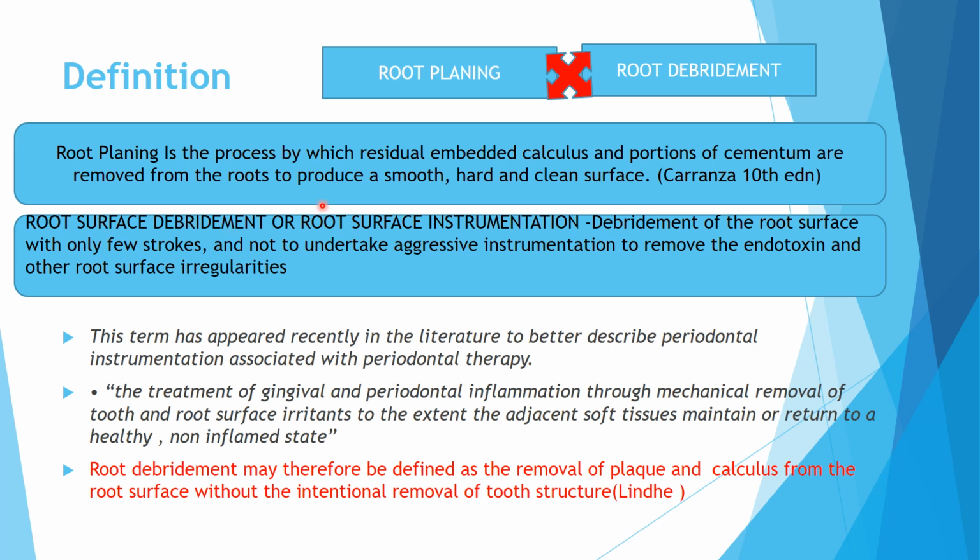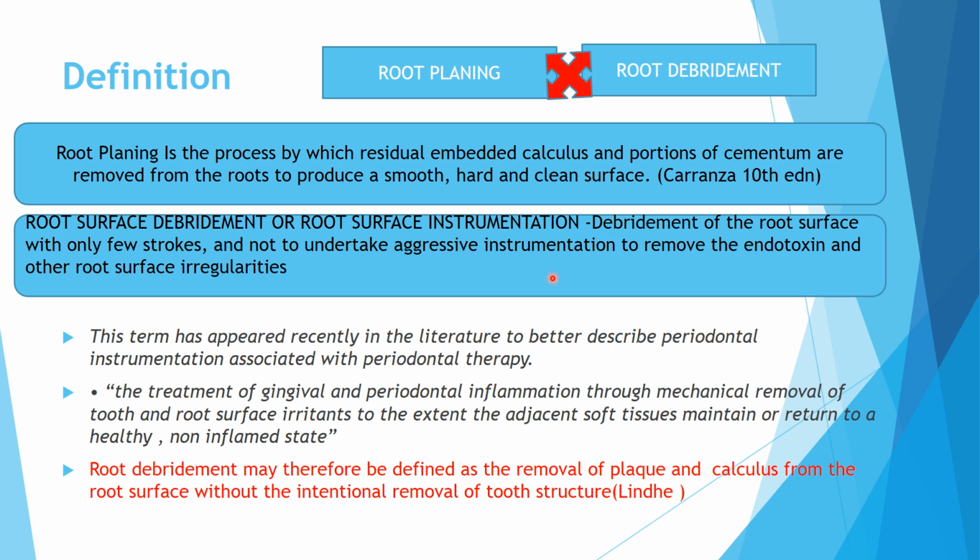So how is it different from root planing? What is debridement? It is debridement of the root surface with only a few strokes, not undertaking aggressive instrumentation to remove the endotoxin and other root surface irregularities. So we will not be purposely removing the surface of the cementum. That is what we are telling here. The portions of cementum will not be removed in root debridement. It is just the removal of plaque and calculus, and there won't be removal of the tooth surface.